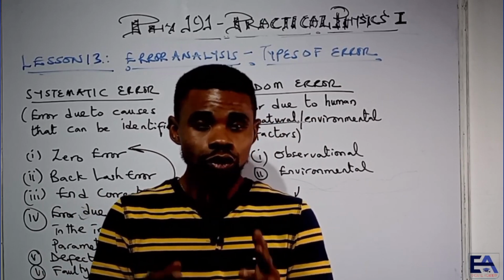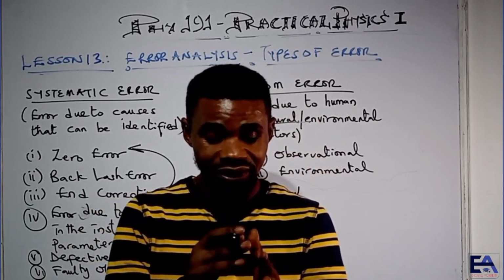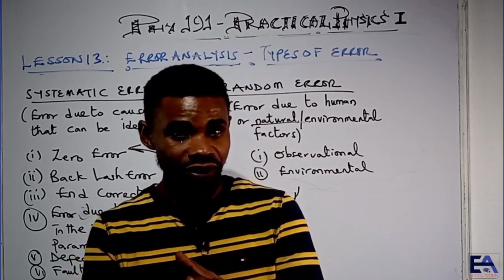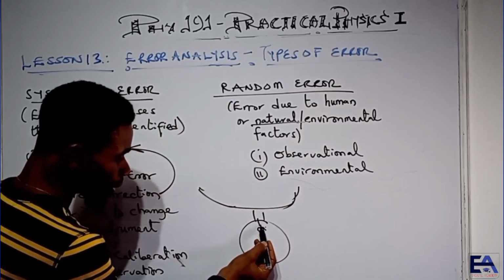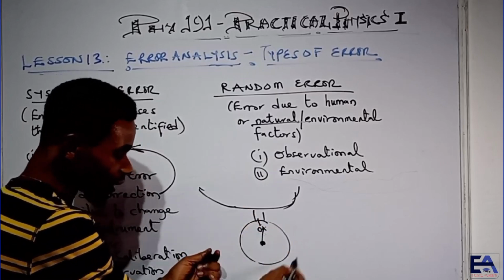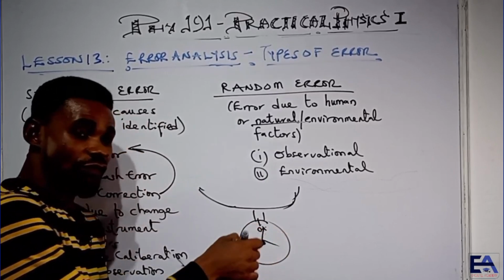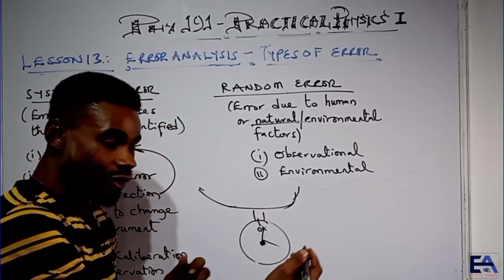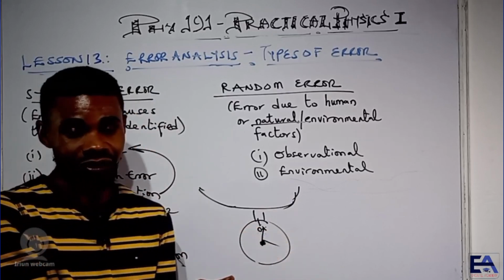What would you do to correct this kind of error? To correct it, you take note of the lag, take note of the difference, which means the thing is off the mark by a particular step. Anytime you take a measurement with the instrument and you get a value, you just compensate for the value. You will add or subtract the lagging or the excess from the actual measurement you get, to get the correct reading.